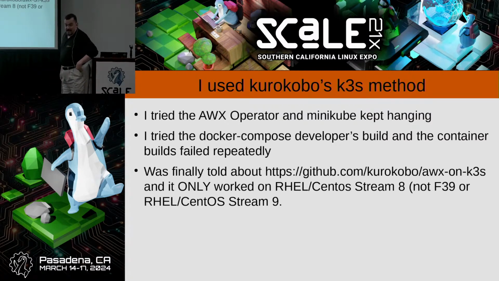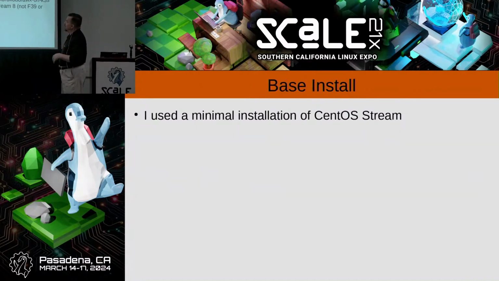And then I was finally on the Matrix channel for AWX, and somebody was like, dude, just use Kurokobo's k3s build. It works. And I tried it on Fedora, and it crashed. And I tried it on CentOS Stream 9, and it crashed. And I finally was like, oh my gosh, I'm cursed. This is never going to work. But it said in his documentation, I have tested this on CentOS Stream 8. And so I was like, all right, I have tried all my best thinking, and it didn't work.